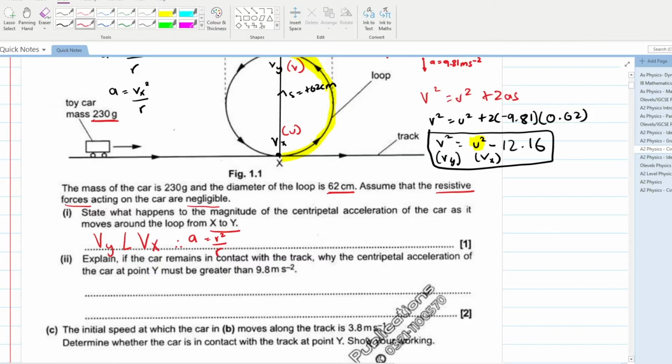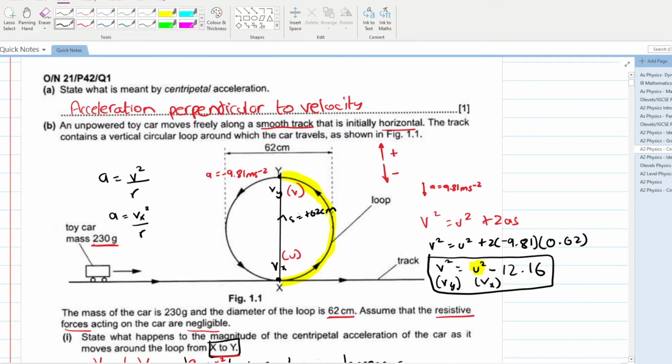So beta, if your velocity at y is less, what do you think will happen to the centripetal acceleration at y? It will also decrease. Hence, you can say the centripetal acceleration at y is less than the centripetal acceleration at x. Hence, as you move from x to y, your centripetal acceleration decreases. Simple as that. Step by step you had to write things. First of all, you had to write that velocity.